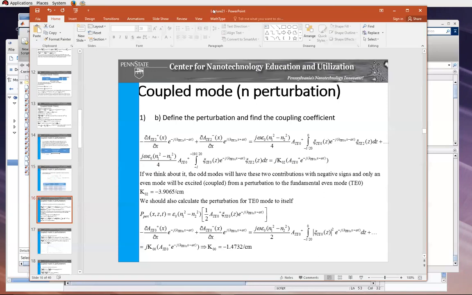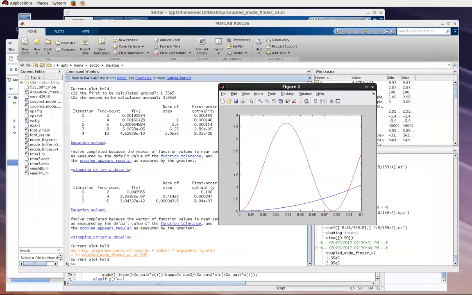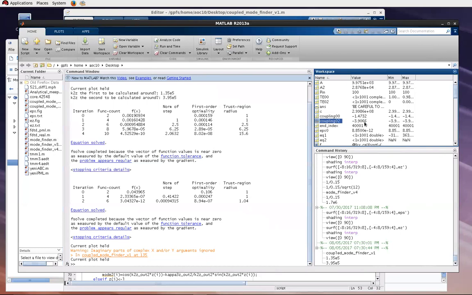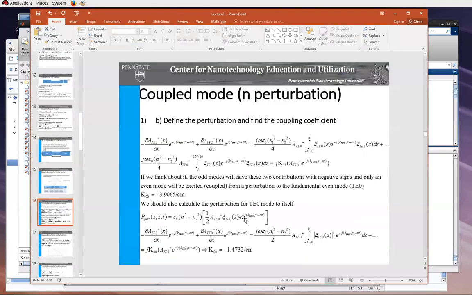So be careful, we converted that into centimeters. Let's just drag this here, it's very useful to use this workspace thing here for MATLAB. If you come here, you find that this is the coupling coefficient I was talking about, the coupling coefficient from the 0th mode to the second order. All right, so let's go back to the presentation once again.